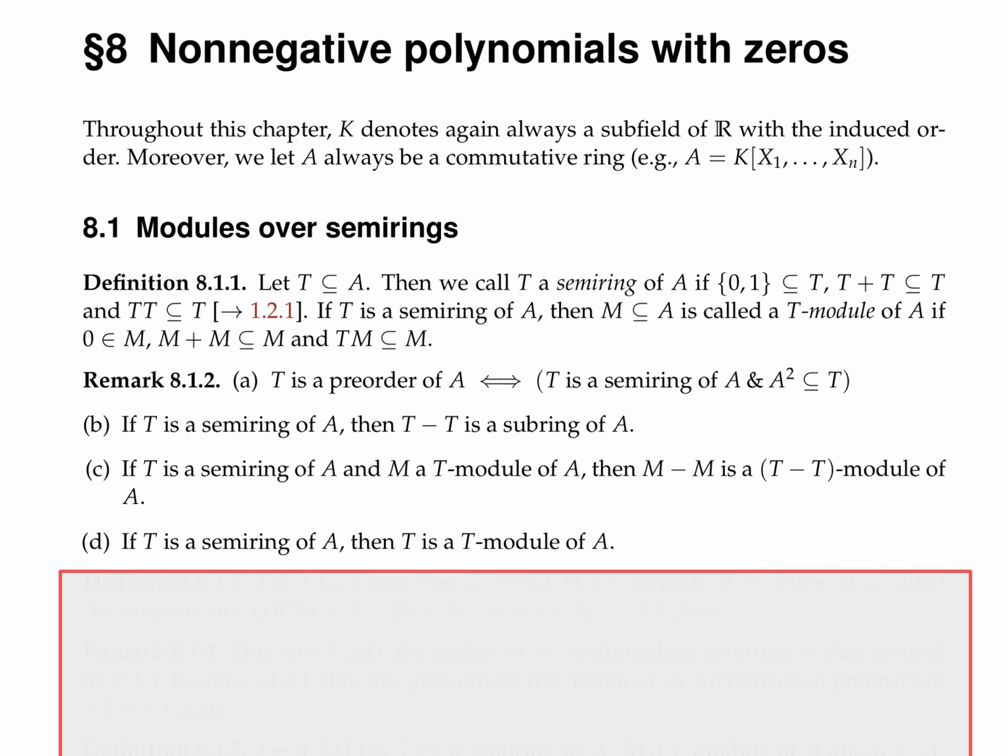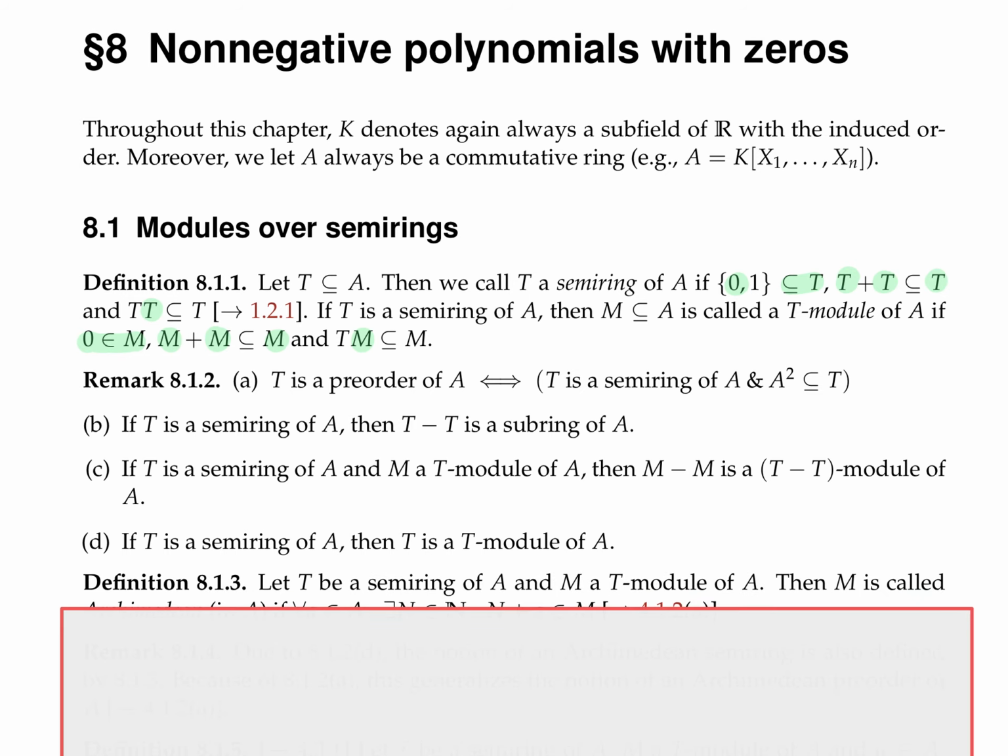Okay, then if T is a semiring of A, then T is a T module of A. Let's look again at the definition of semiring, right? T is then a T module. Here we have M, but we have the same thing here for T. M plus M is contained in M; well, we have T plus T is contained in T. 0 in M; well, we have 0 is in T, right? So it's a T module.